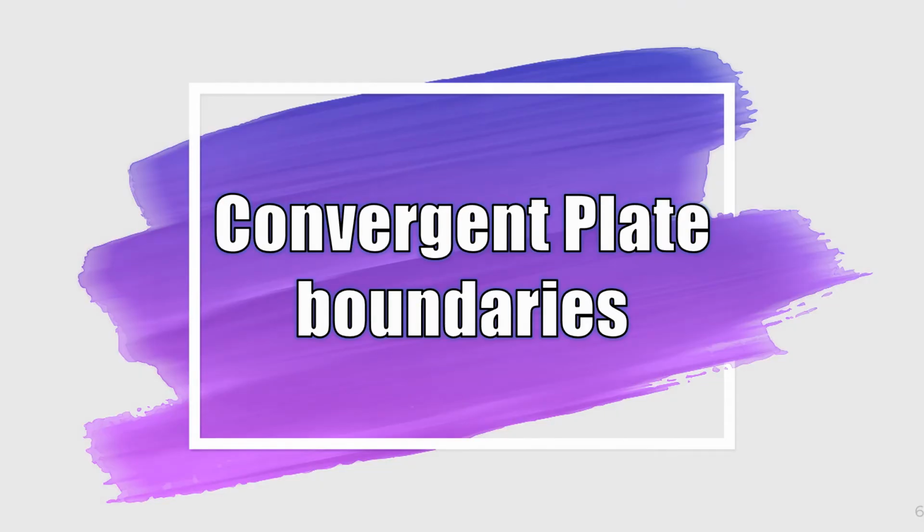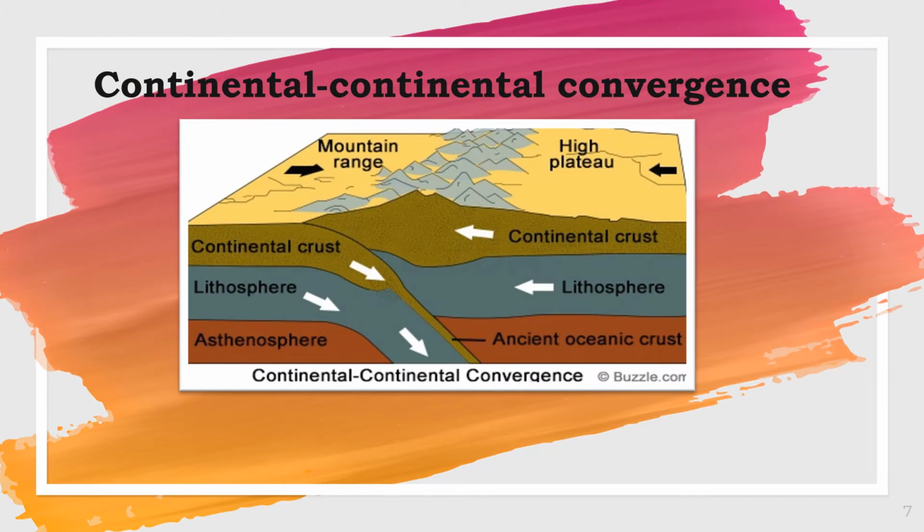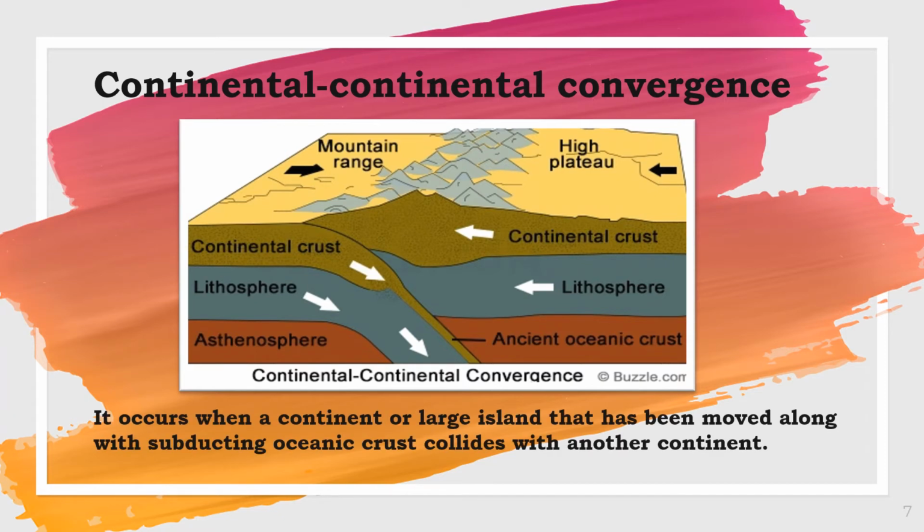Now let us have the different types of convergent plate boundaries. The first one is what we call continental to continental convergence. It occurs when a continent or large island is moved along with another continent. In this particular case, the continental crust converges with another continental crust.